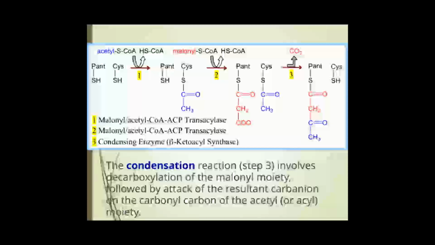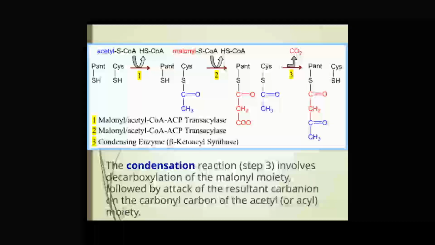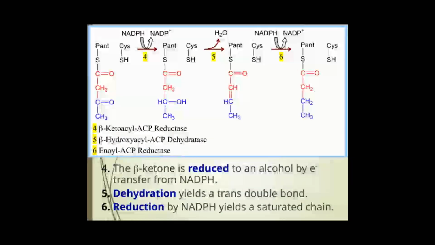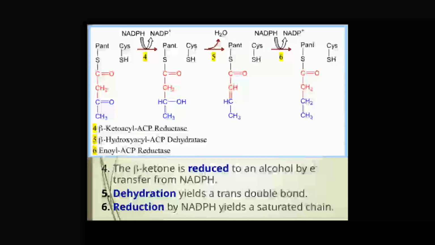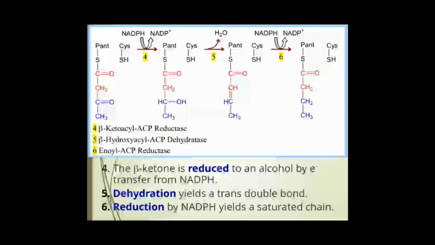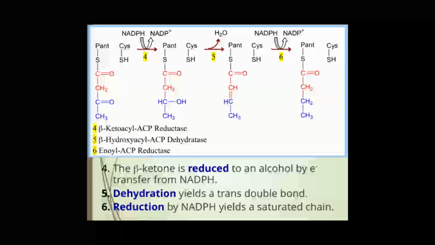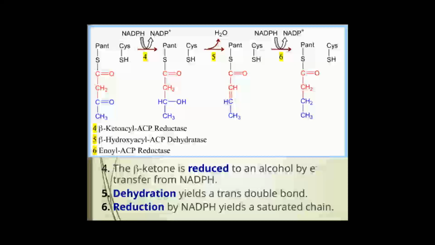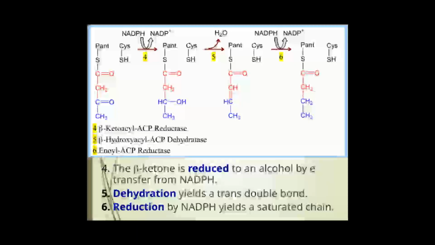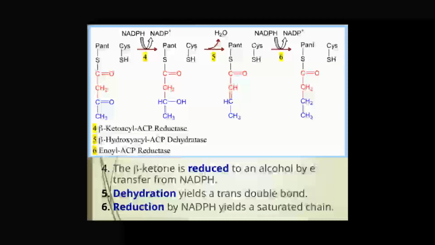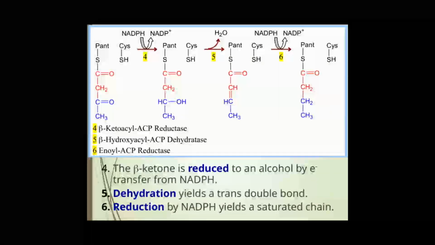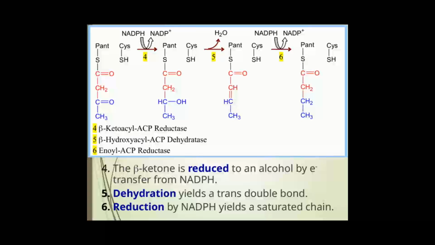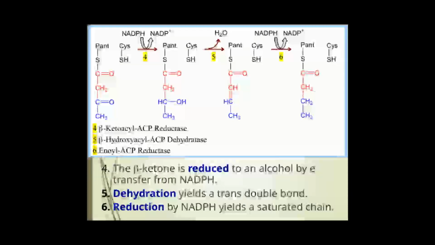The beta ketone is reduced to an alcohol through an electron transfer from NADPH. Essentially, NADPH donates electrons, converting the ketone into an alcohol. Next, dehydration occurs, which removes a water molecule and results in the formation of a trans double bond. This step introduces a double bond with a specific geometric configuration, the trans form. Finally, this reduction by NADPH not only converts the ketone to an alcohol, but also leads to a saturated chain if further hydrogenation occurs. These steps are crucial because they modify the molecule's structure and properties, playing a key role in the overall metabolic pathway we're exploring.